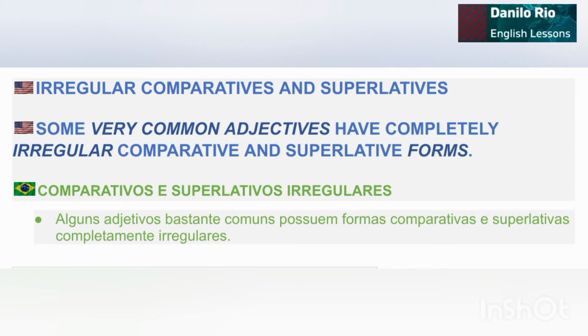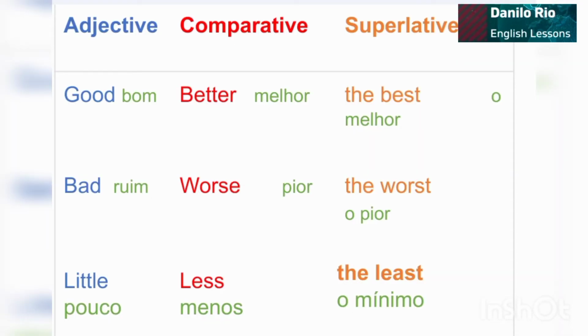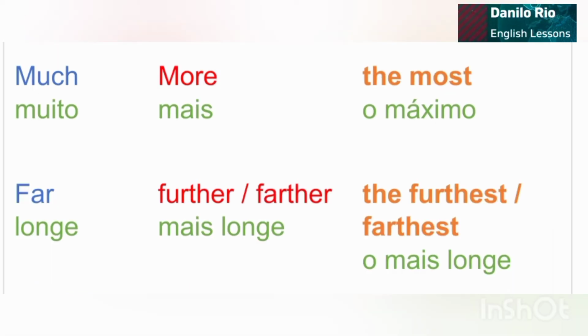Irregular comparatives and superlatives. Some very common adjectives have completely irregular comparative and superlative forms. Good, better, the best. Bad, worse, the worst. Little, less, the least. Much, more, the most. Far, further, farther, the furthest, the farthest.